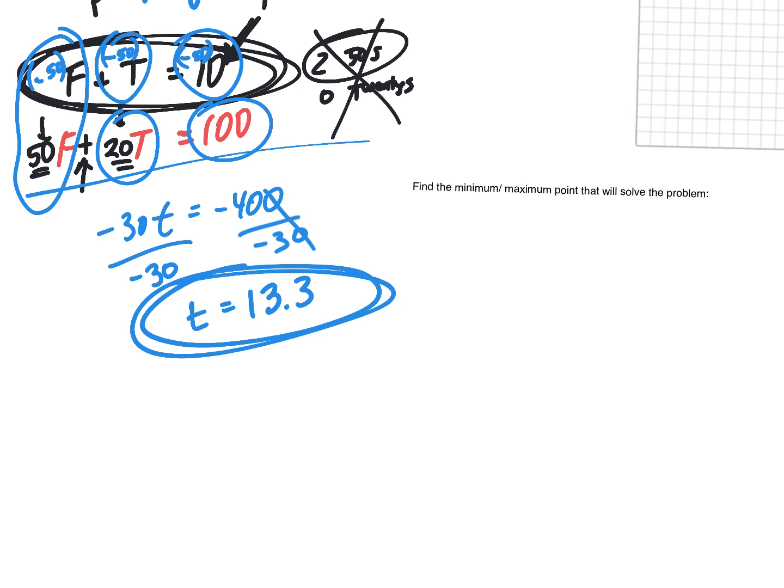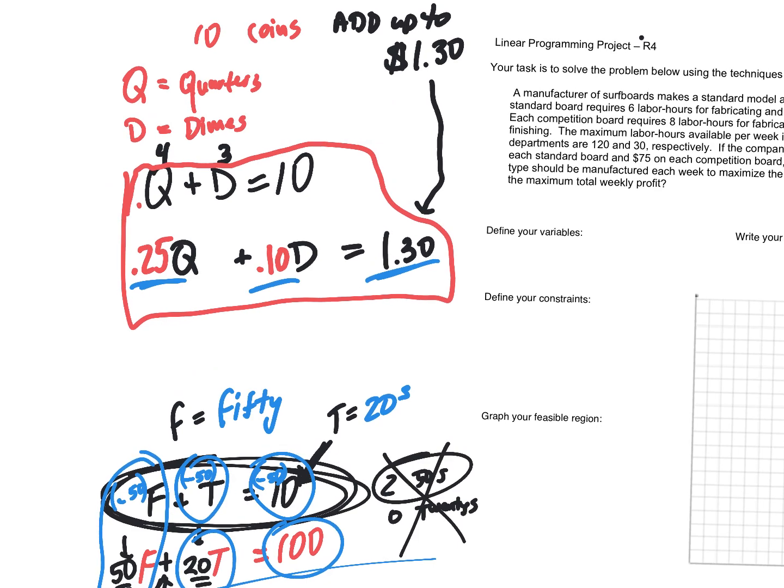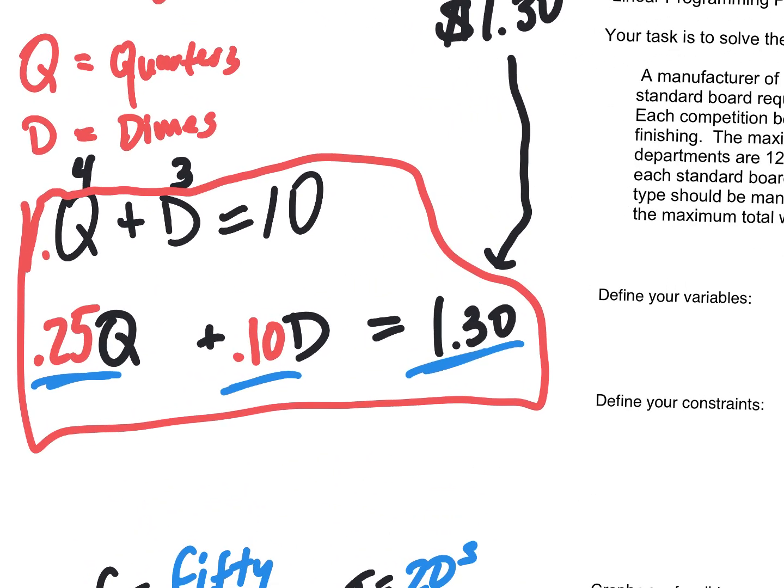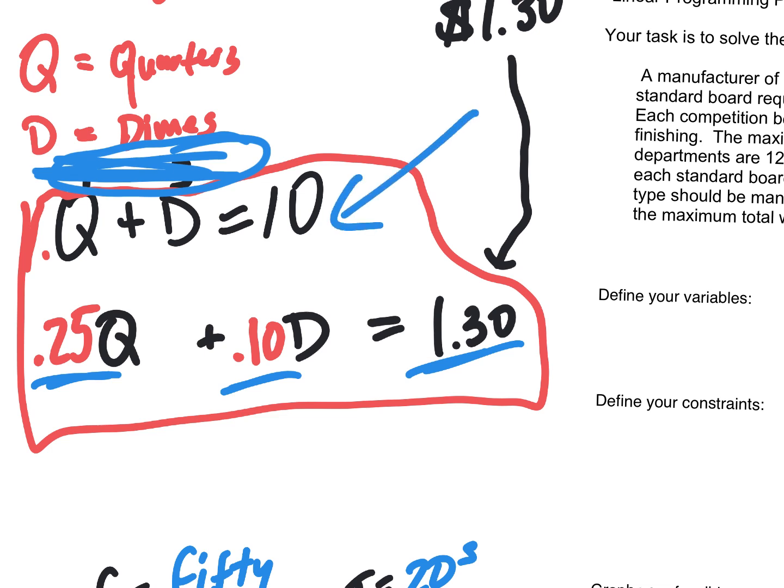I'm confused because it didn't add up to 10. You're right. I was just saying that he was right that 4 quarters and 3 dimes does add up to $1.30, but it doesn't add up to 10. That's why we didn't want to do it that way. So he found a combo that would add up to $1.30, but if we solve this system, we can get the answer.